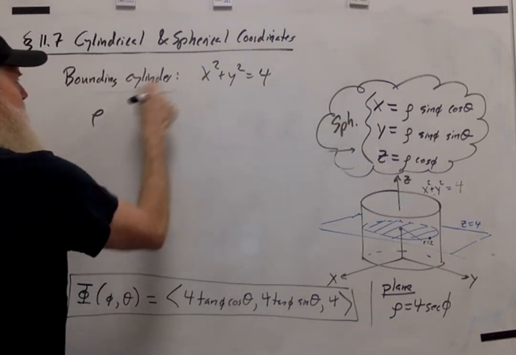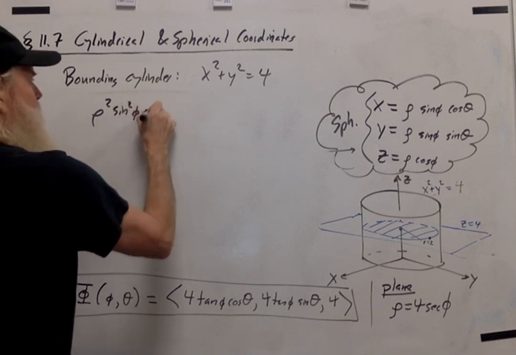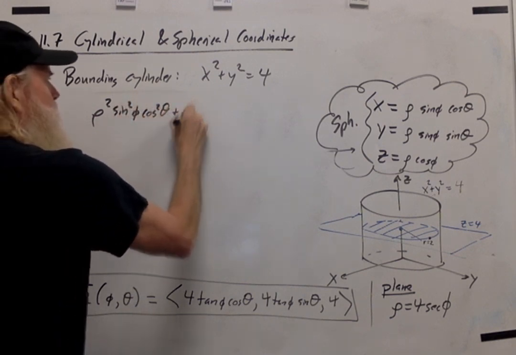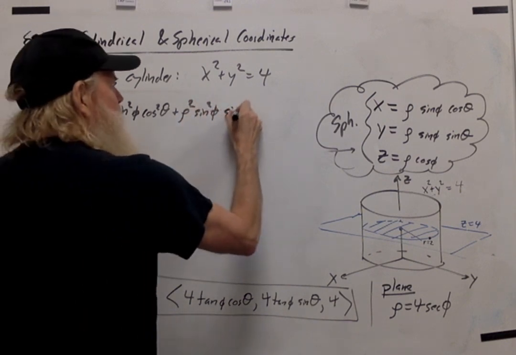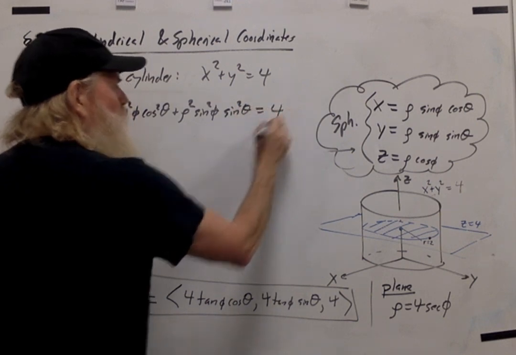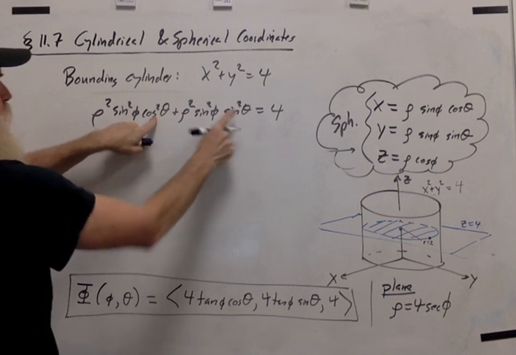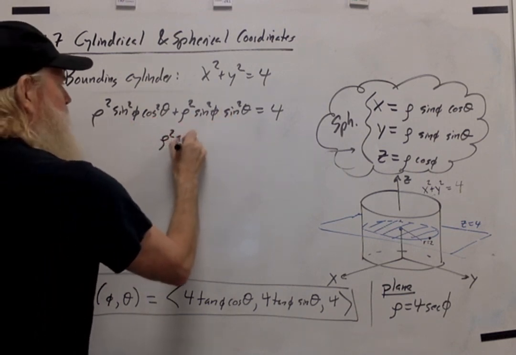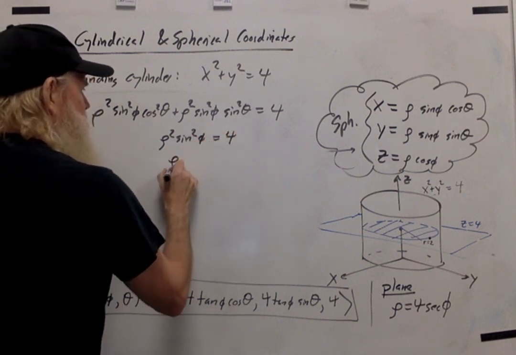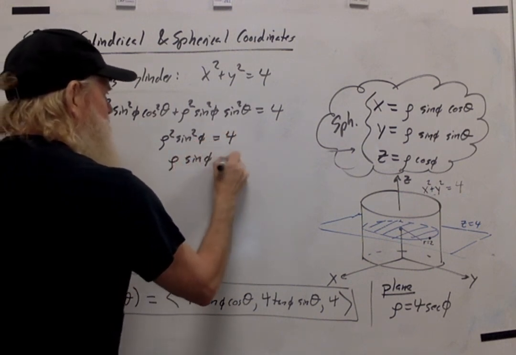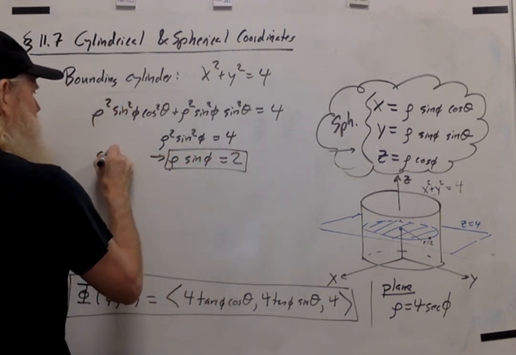Substituting spherical coordinates in, I have rho squared sine squared phi cosine squared theta plus rho squared sine squared phi sine squared theta equals 4. We've seen this a few times now, but cosine squared theta plus sine squared theta is 1. So we get rho squared sine squared phi equals 4. So rho sine phi equals 2. And this is the bounding cylinder.